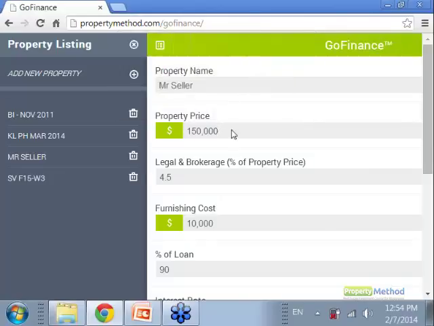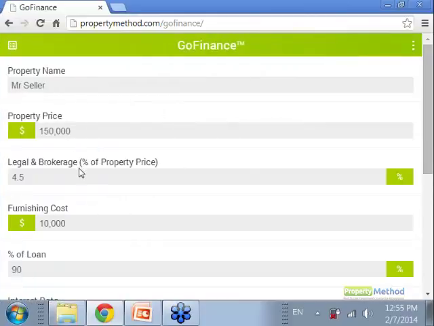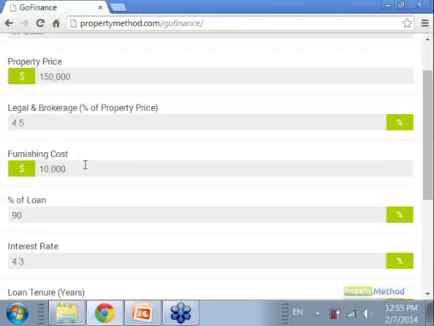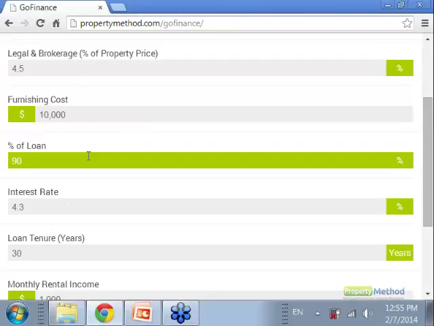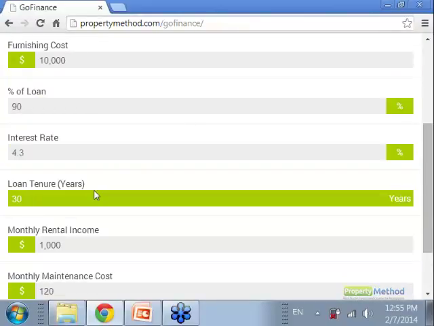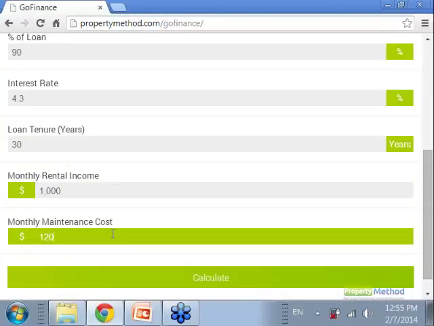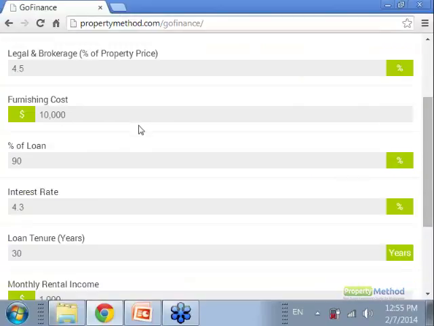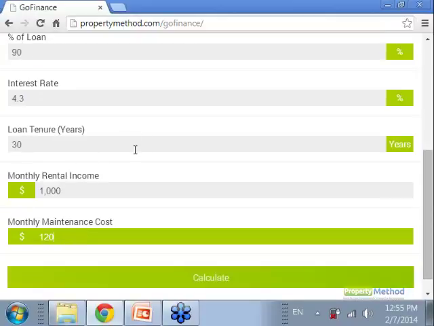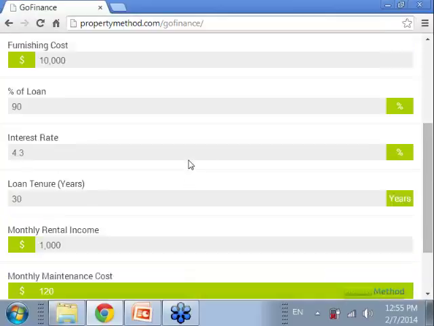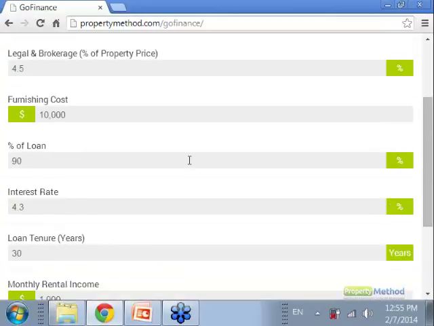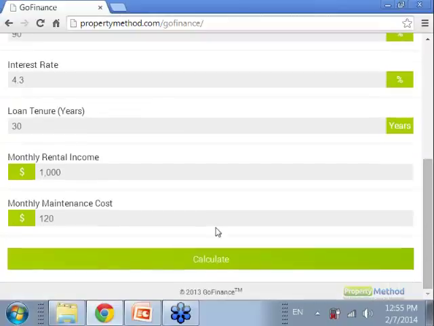Okay, we just key in here the property price, the legal and brokerage fees, furnishing costs as we discussed just now, loan percent of loan, interest, loan tenure, monthly rental income, and monthly maintenance costs. These are the 8 inputs that we require for the analysis. So from this app, you can see that it's already very simplified. We don't see a lot of numbers, a lot of words. We just concentrate on keying in the few numbers that we require to analyze the property.